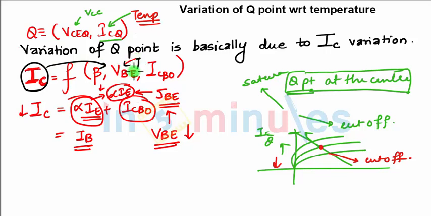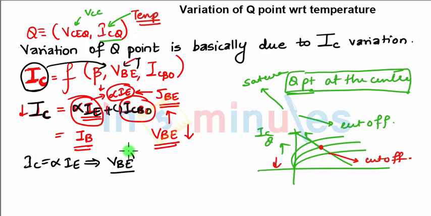Did you get this point? I will repeat the same point again. IC is alpha IE plus some factor into ICBO. Your IC depends on alpha times IE, and IE depends on the forward bias voltage VBE. So if your VBE is changing, your IE will change. When your IE is changing, your IC will change, right? So this VBE is temperature dependent, and how it is temperature dependent, we will look at that.